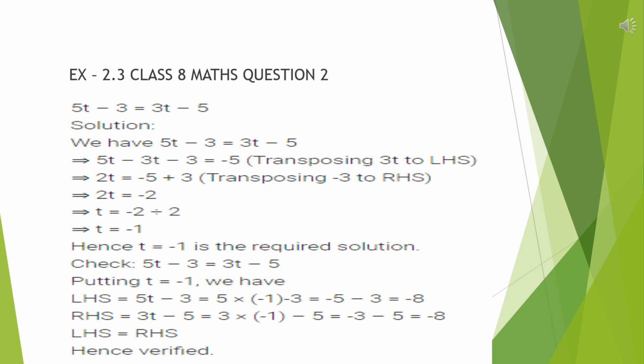Now let's check our answer. For checking, firstly we will take the LHS, that is 5t minus 3. Now we put the value of t in this equation. 5 into minus 1 minus 3 equals minus 5 minus 3, and that equals minus 8. Now the RHS, 3t minus 5. Now we put the value of t, that is minus 1. So we will get 3 into minus 1 minus 5, that equals minus 3 minus 5, and that equals minus 8. Now LHS equals RHS, hence our solution is verified.